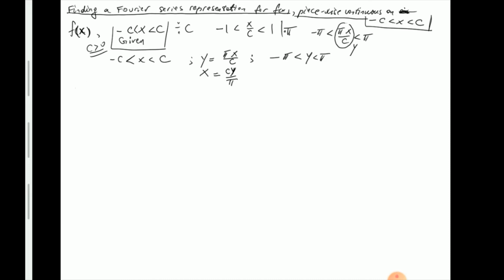So that means my function to begin with, f of x, can be viewed as a function in y via this substitution. So f of x is a function of cy over pi. And I can rename it to be g of y, for example, just to view it as a function of y. At the end of the day, when everything is done, we're going to get back to x to come up with formulas for the original f of x. But for now, again, f of x can be viewed as a function of y, which is in the interval minus pi and pi. And this is also piecewise continuous, so this will have a Fourier series representation.